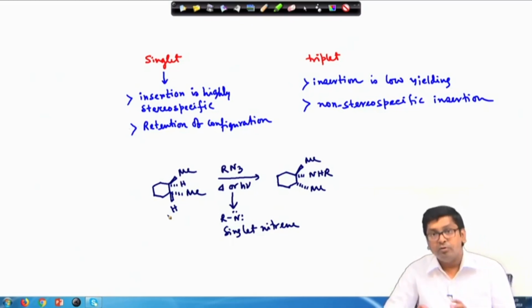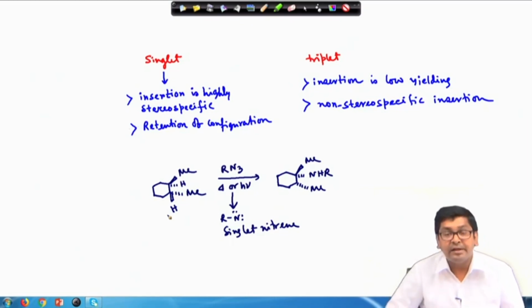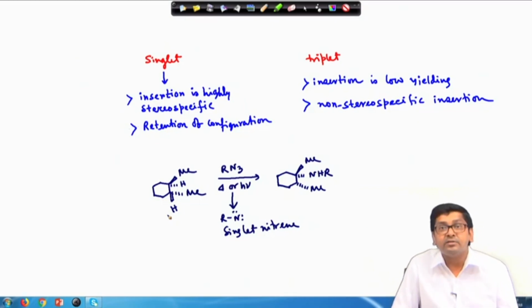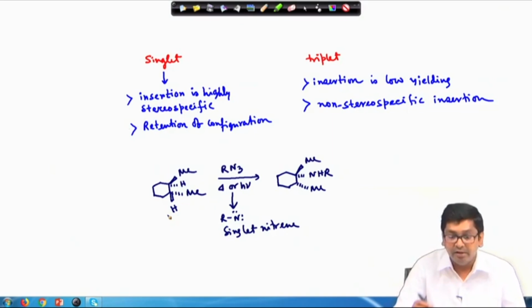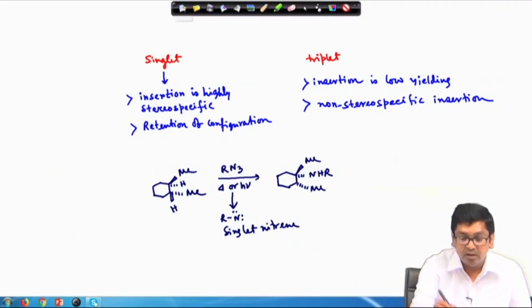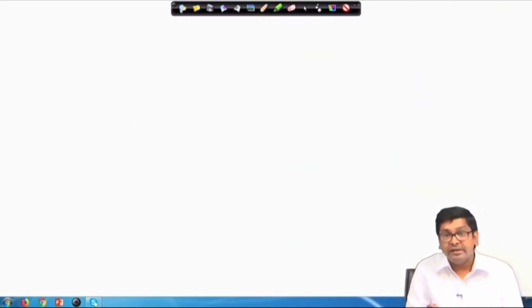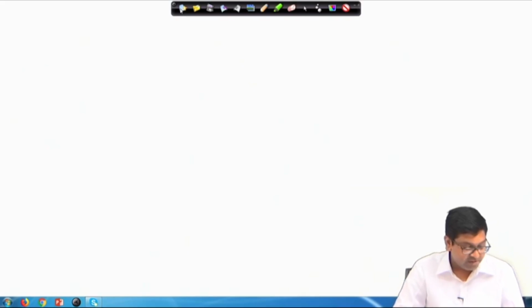Now, we have seen that in case of singlet nitrene, the insertion is in a concerted manner, and in case of triplet nitrenes, we have seen that they behave like a diradical. So, in that case we can say that reactions will go in a stepwise manner.